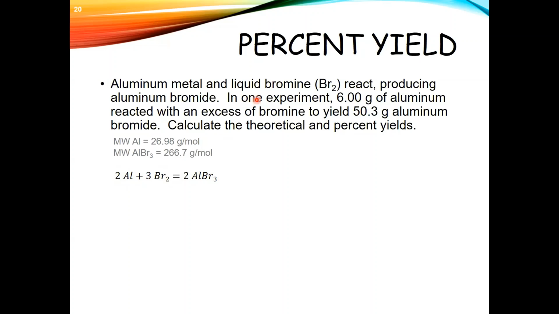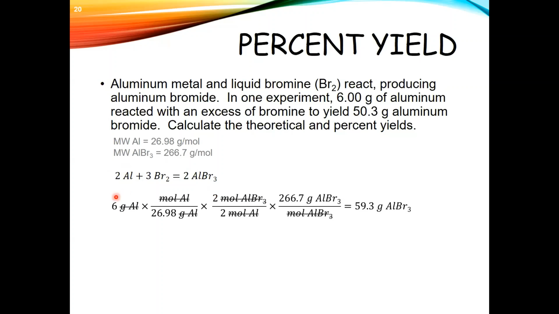So let's read our question again. We're starting with 6 grams of aluminum and excess bromine, which means that our aluminum is our limiting reagent. So let's figure out how many moles of aluminum we have. We'll divide 6 grams of aluminum by the molecular weight of aluminum, multiply by the mole ratio between aluminum bromide and aluminum, which in this case is 2 to 2, and then multiply by the molecular weight of aluminum bromide, which is 266.7.